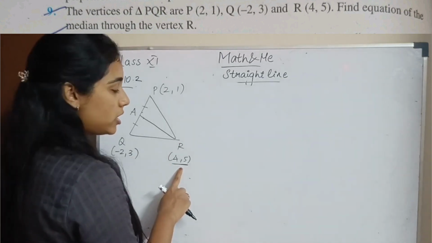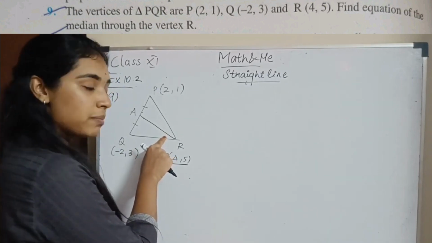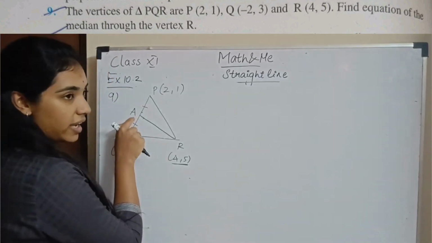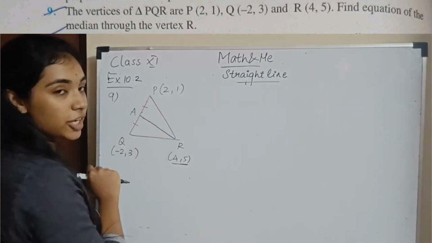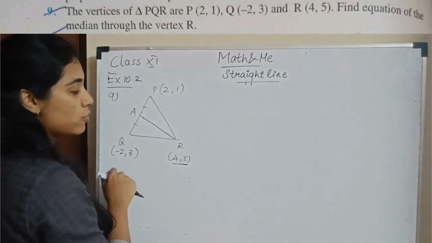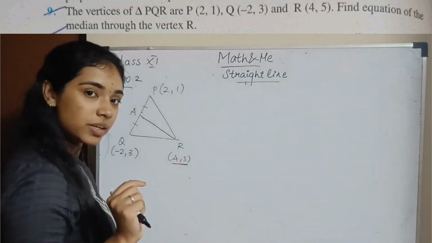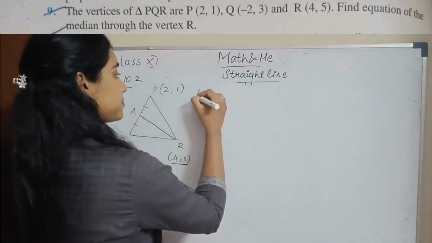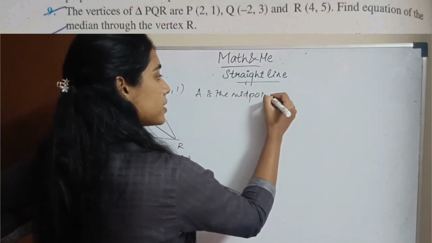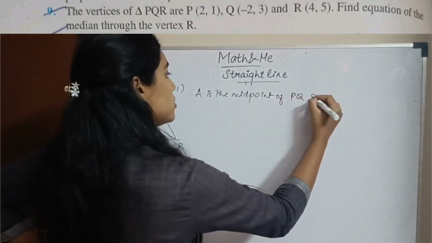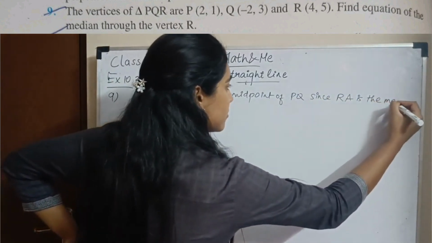You have 1 point. So you need the slope of this line. So you can use the point slope form. Or what is the second method? When you find the point A, you can use the 2-point form. So since this is given to be the midpoint of the line P and Q, we'll find the midpoints of PQ, we'll find the coordinates of A. Using coordinate of A and coordinate of R, we'll find the equation of the line. Okay. So A is the midpoint of PQ since RA is the median, right?